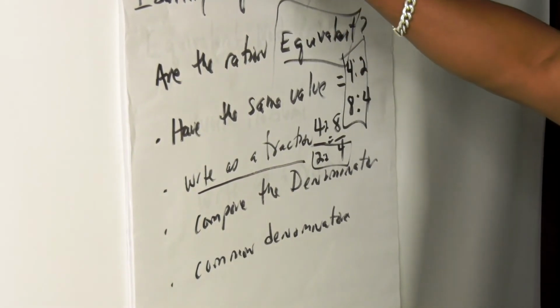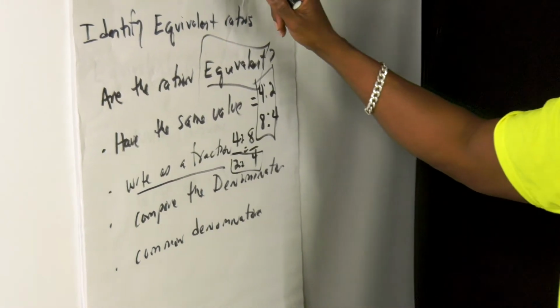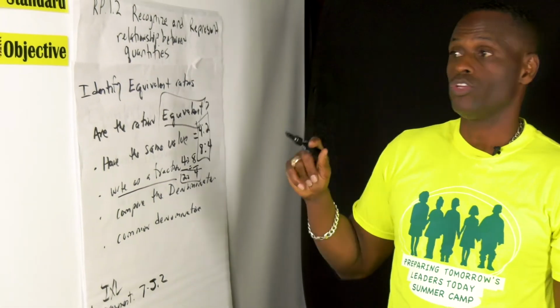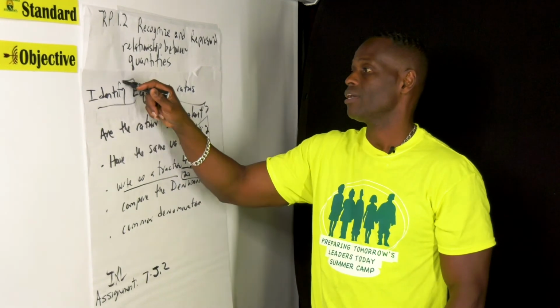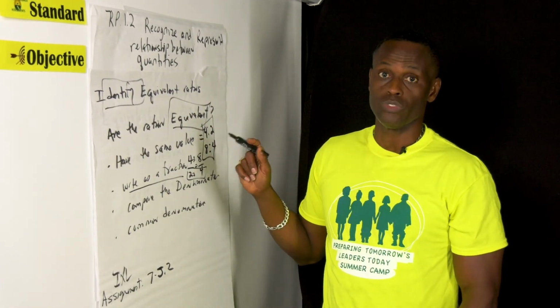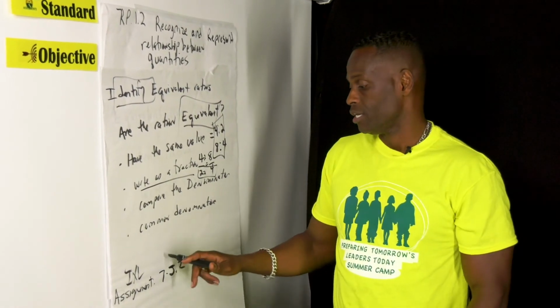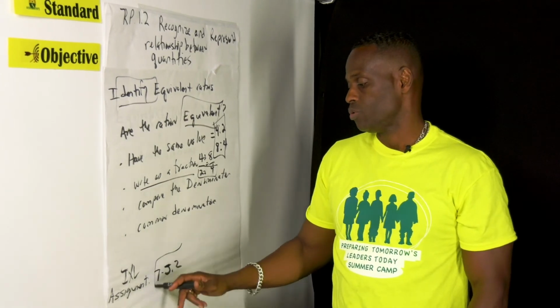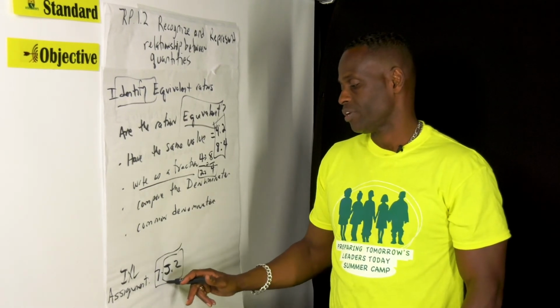So under 1.2, recognize and represent relationship between quantities, you're going to go in and practice identifying if these particular ratios are equivalent. And you're going to practice it under 7th grade J2. For 6th and 7th grade, it's going to be the standard J2.